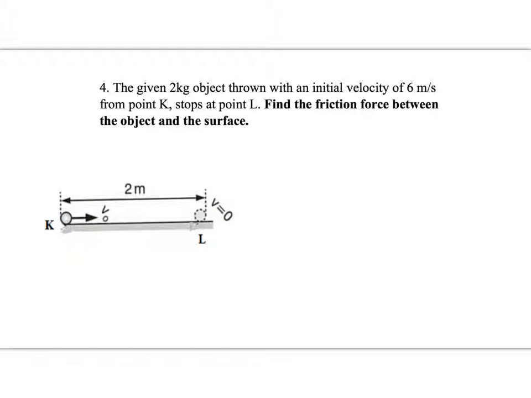Question 4. The given 2 kilogram object is thrown with an initial velocity of 6 meters per second from the point K. It stops at the point L. Find the friction force on the object. We know that the work done by friction is the change in energy. So the energy at K is equal to 1 over 2 times mass times the velocity squared, 36 joules. And the final energy at point L is 0 because it has 0 velocity.